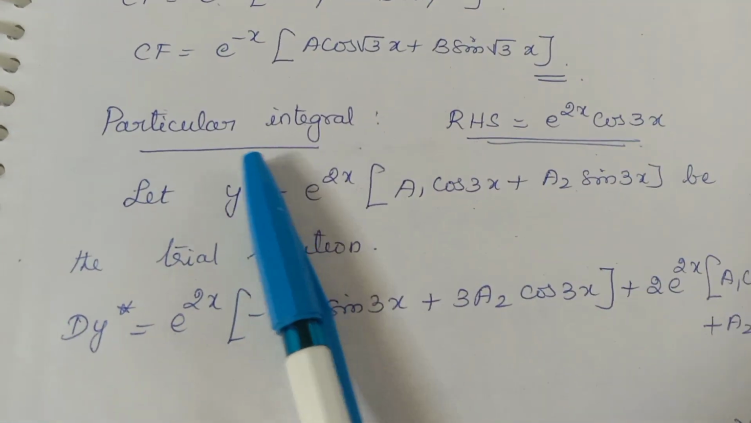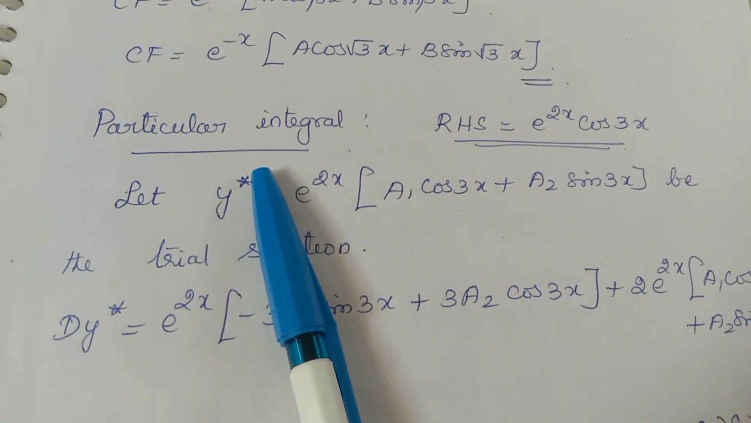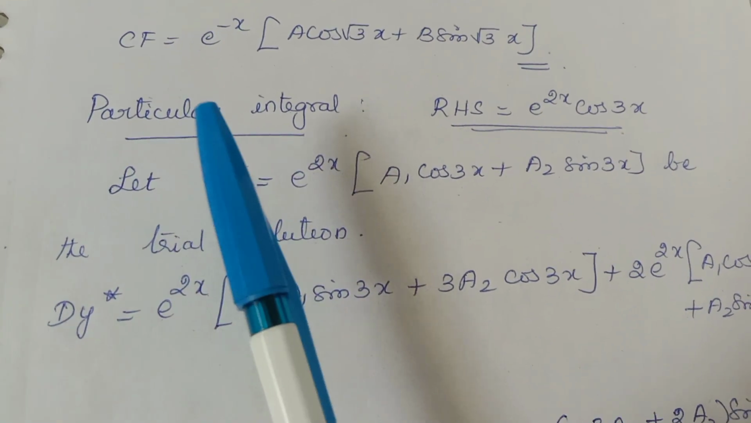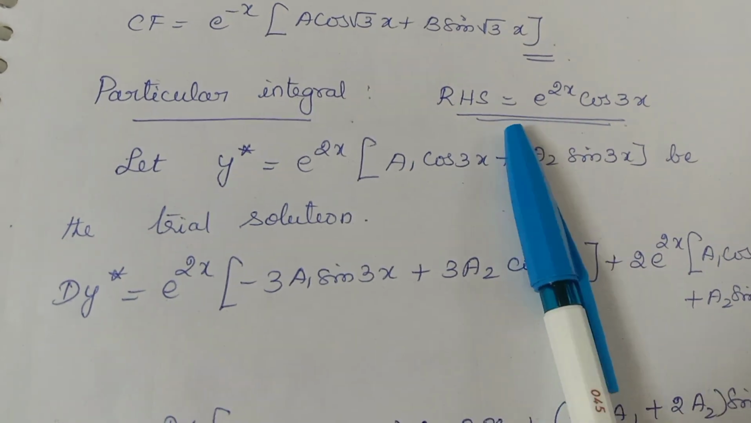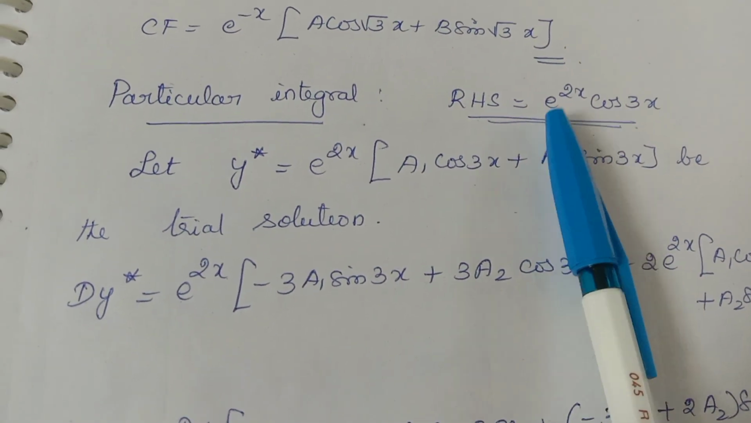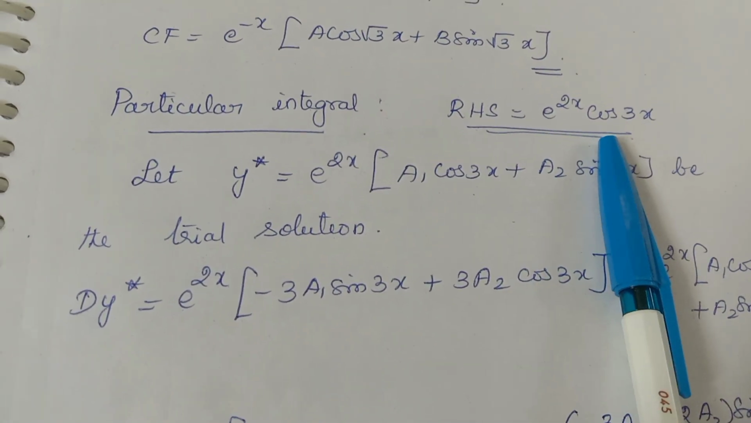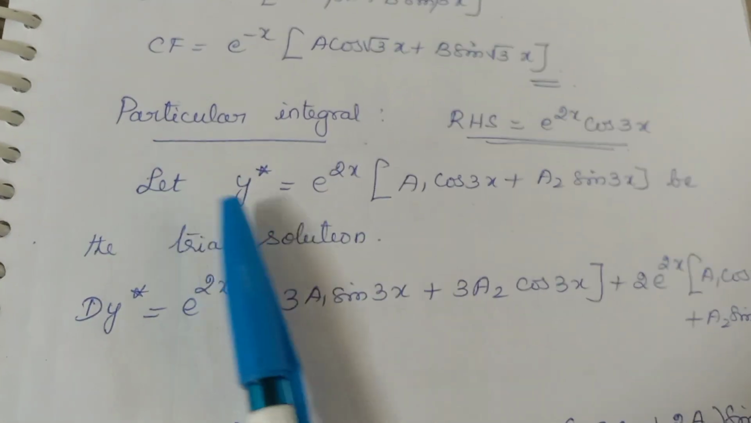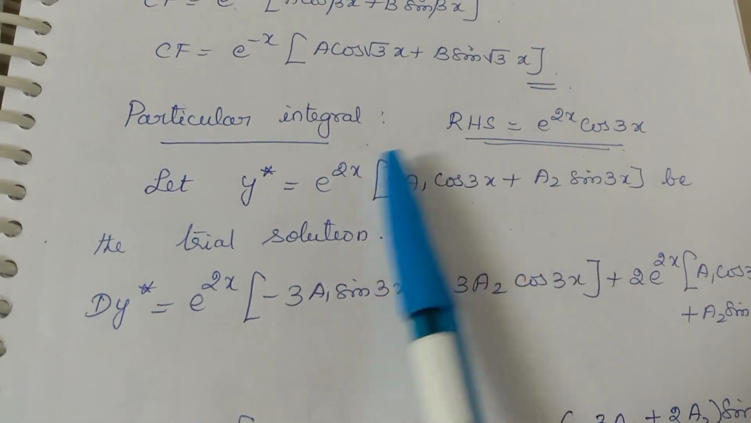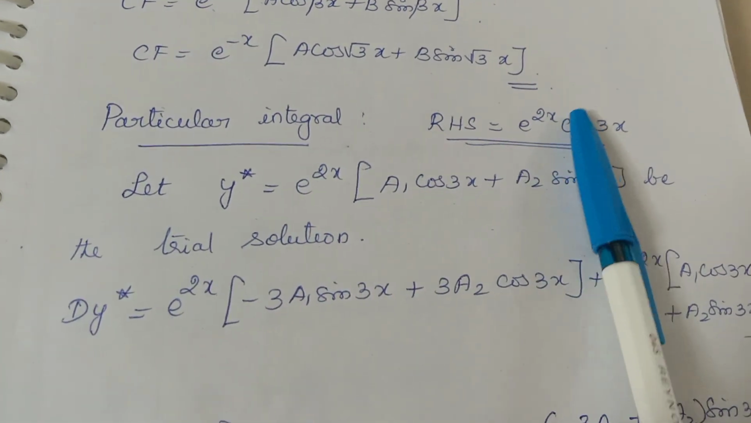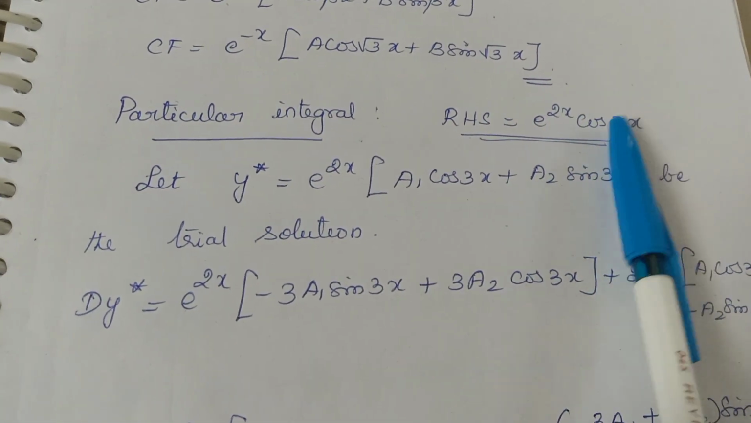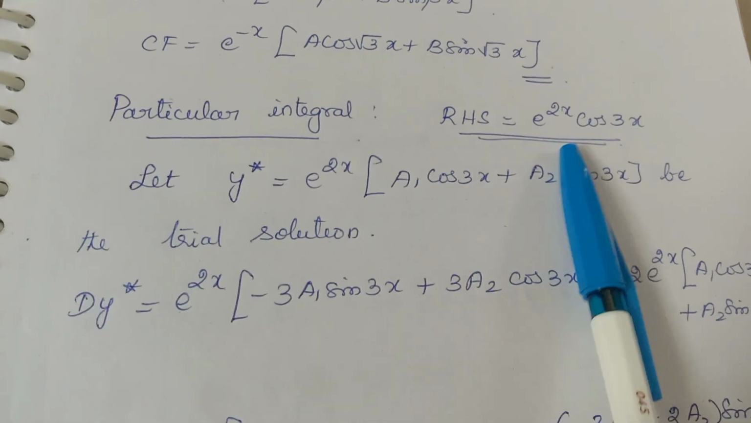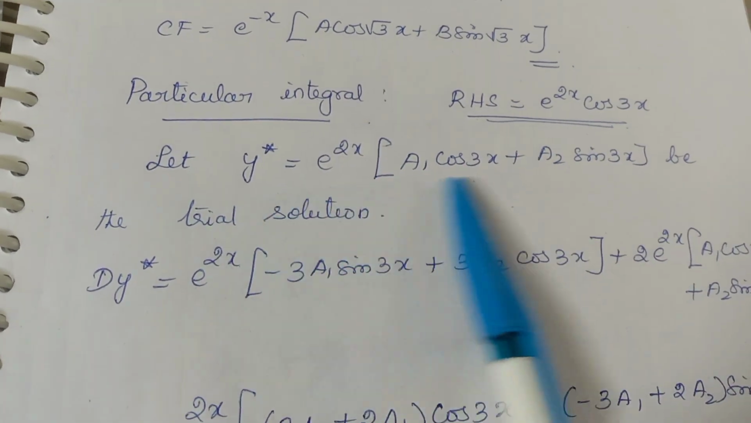For finding the particular integral, we are using this method of undetermined coefficients. So for that we have to look at the right hand side. The right hand side is a combination of e power alpha x into cos beta x. So what is the trial solution? Since e power 2x is there, e power 2x must be there. Whenever you have sine or cos function here, you have to take a1 cos 3x plus a2 sin 3x. So this is the trial solution.